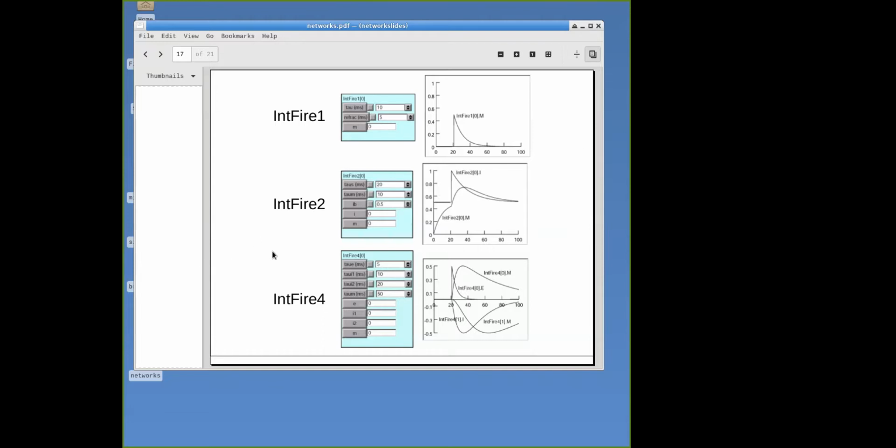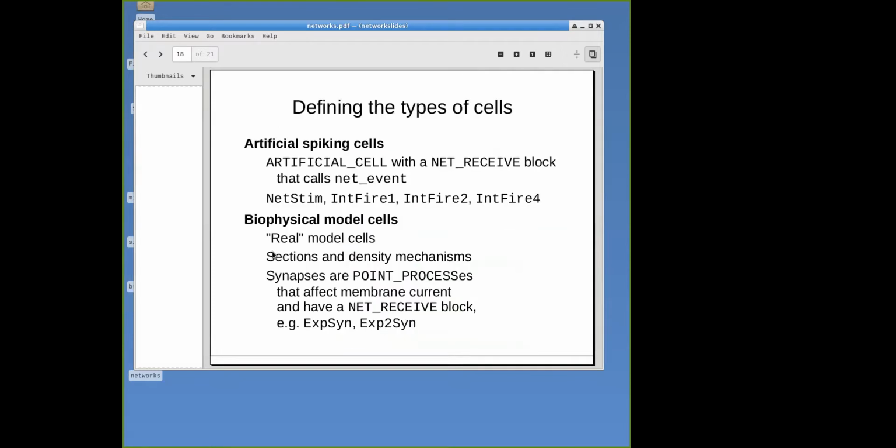There's also something called a NetStim, which generates one or more spikes at a user specified start time, number of spikes, interspike interval, and degree of randomness, by which I mean the fraction of the interspike interval which is governed by a negative exponential distribution or Poisson distribution. Those are all built in. And you can intermix these with biophysical model cells.